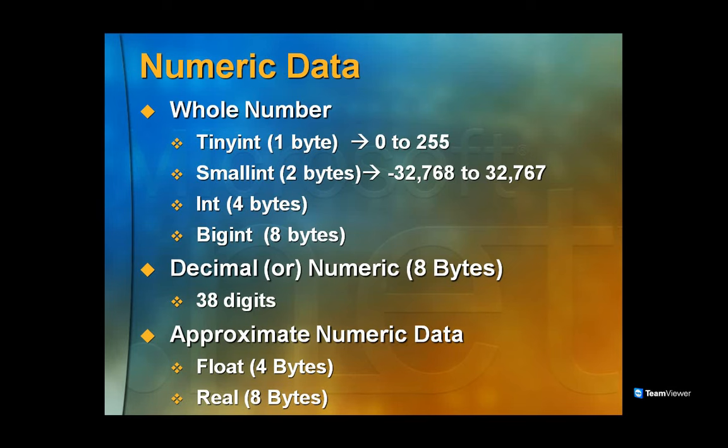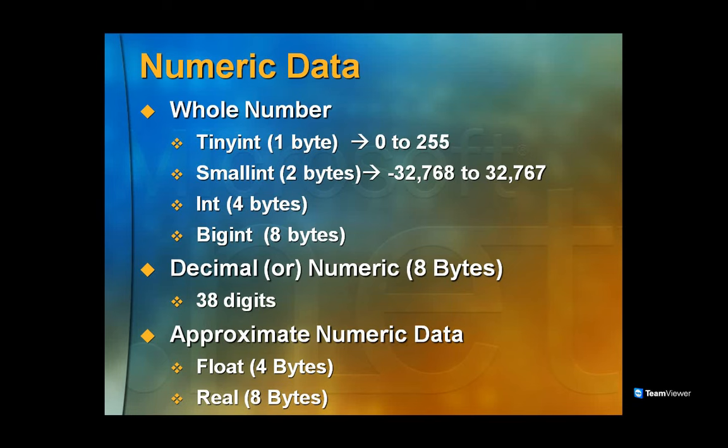To store decimals, we have decimal and numeric. There are two data types available to store decimals. Decimals use 8 bytes, so a total of 38 digits can be stored. Before the decimal point and after the decimal point put together, you can store up to 38 digits.